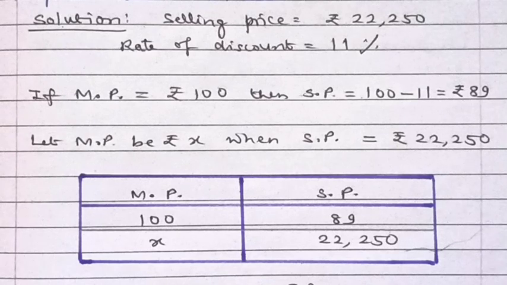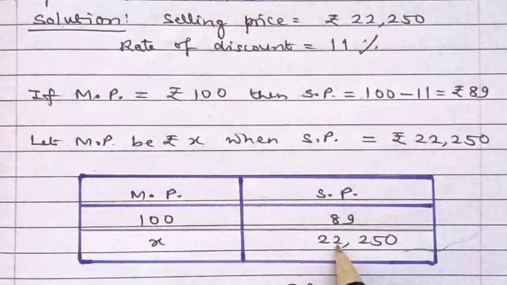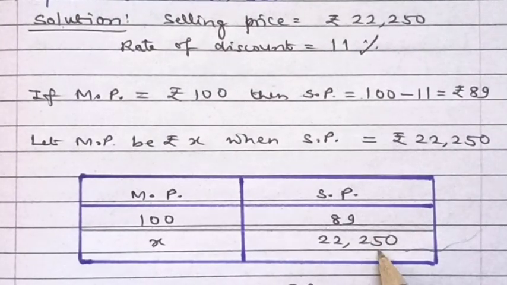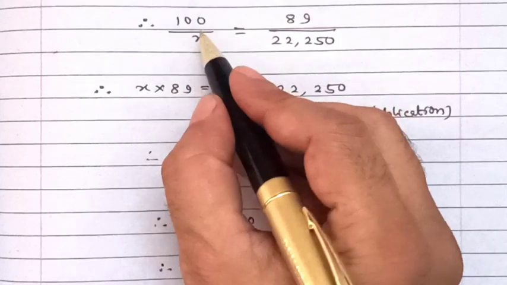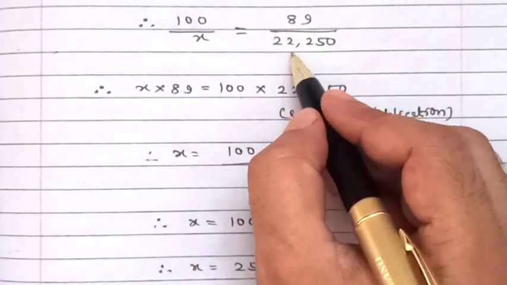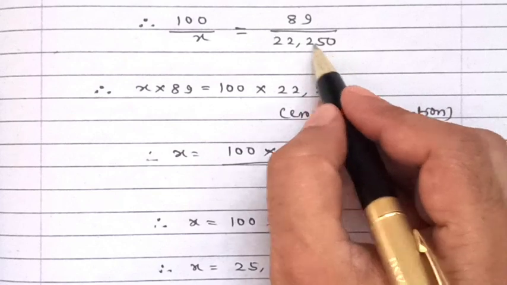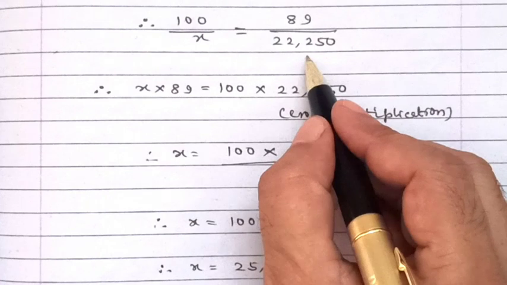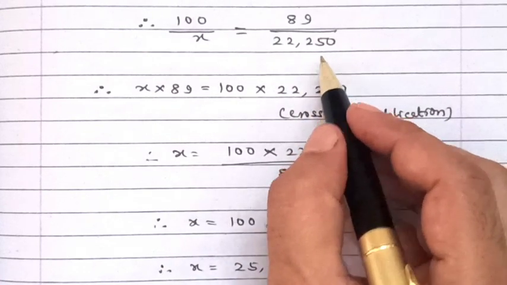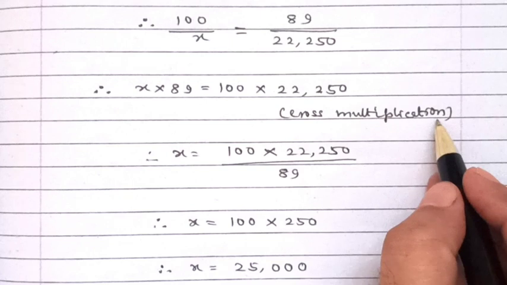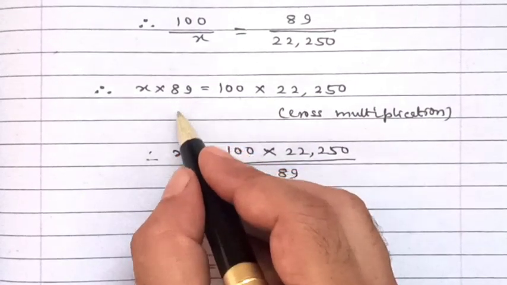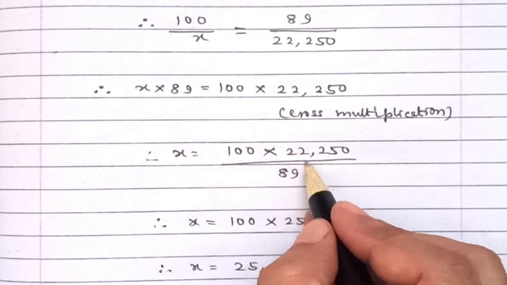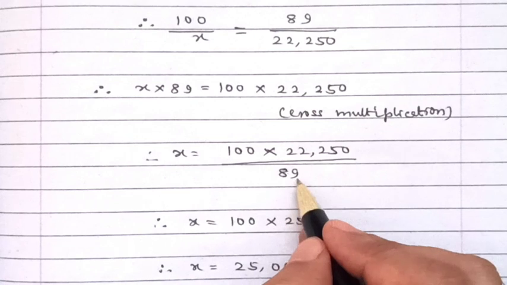So ratios will be equal. So 100 upon x will be equal to 89 upon 22,250. So write 100 upon x is equal to 89 upon 22,250. Cross multiply. So x into 89 is equal to 100 into 22,250. I want x, so divide by 89 on both the sides. So 100 into 22,250 upon 89 gives you x.